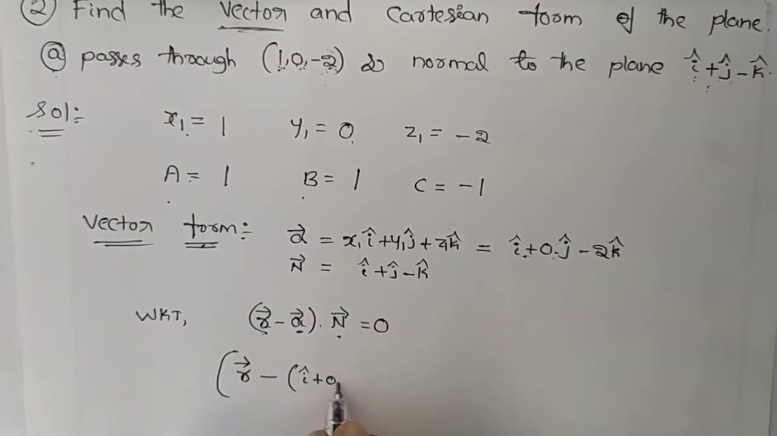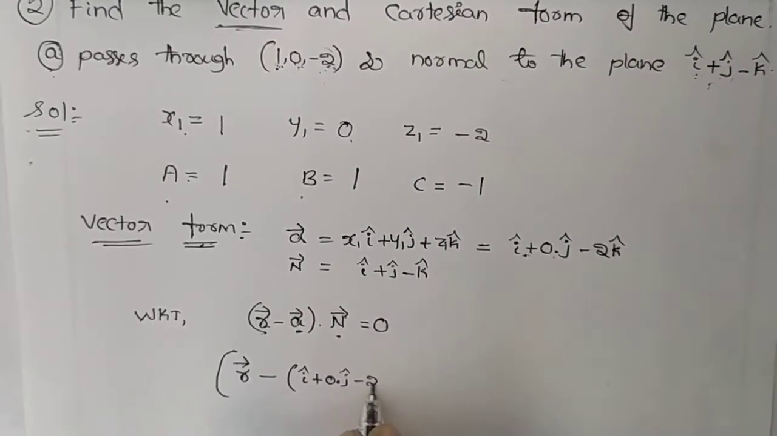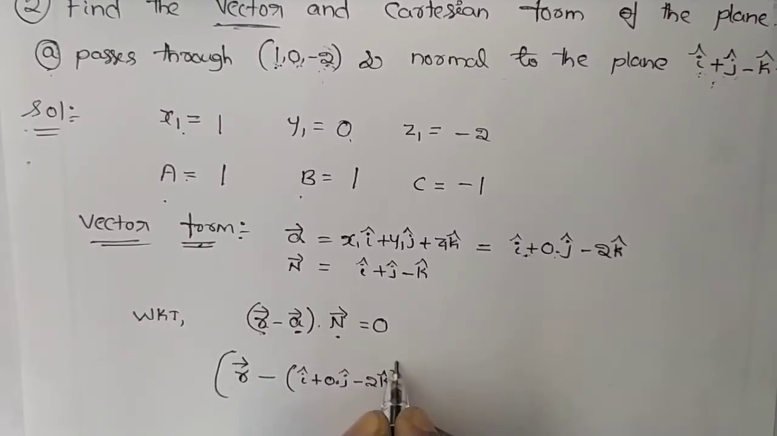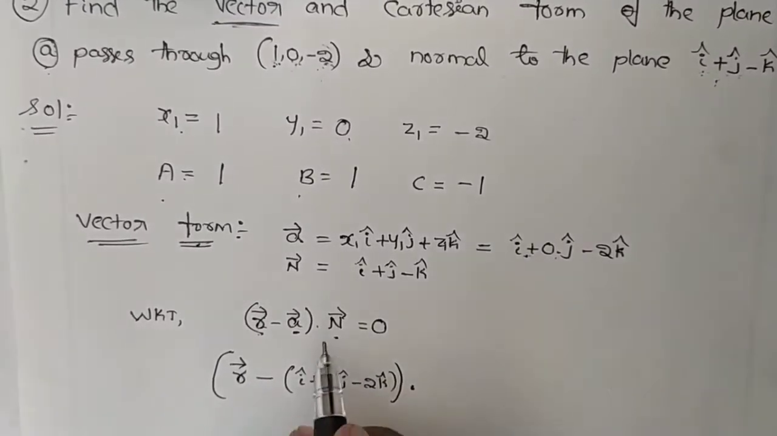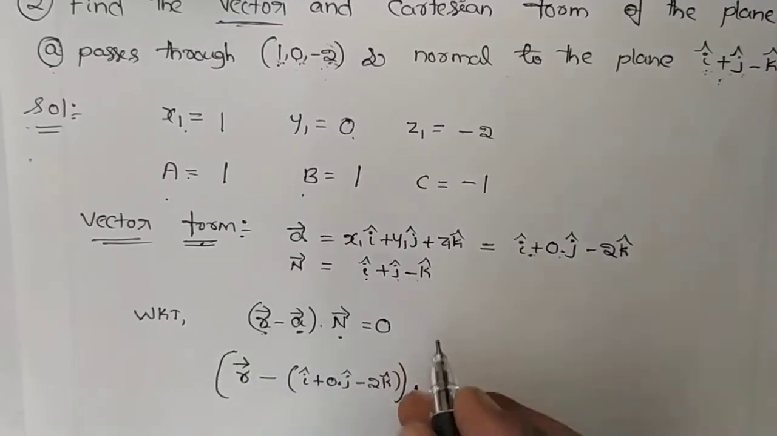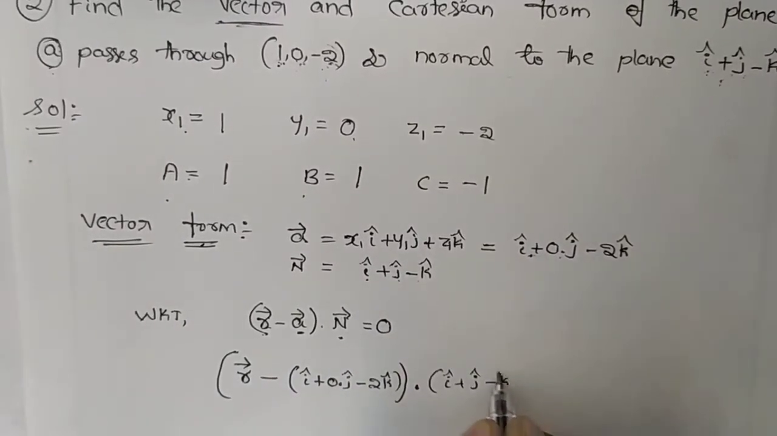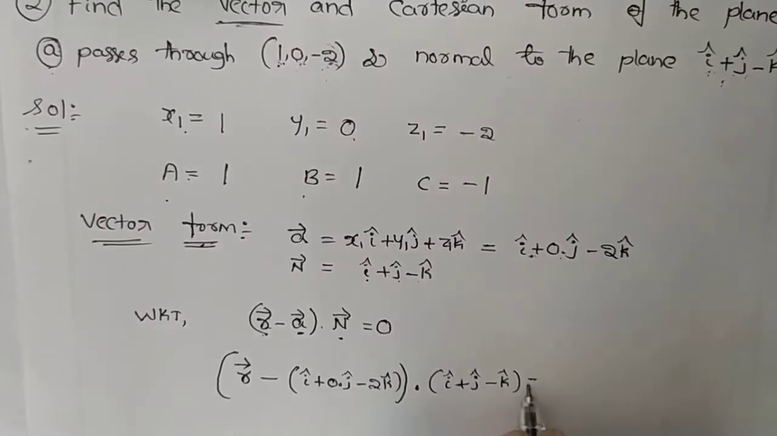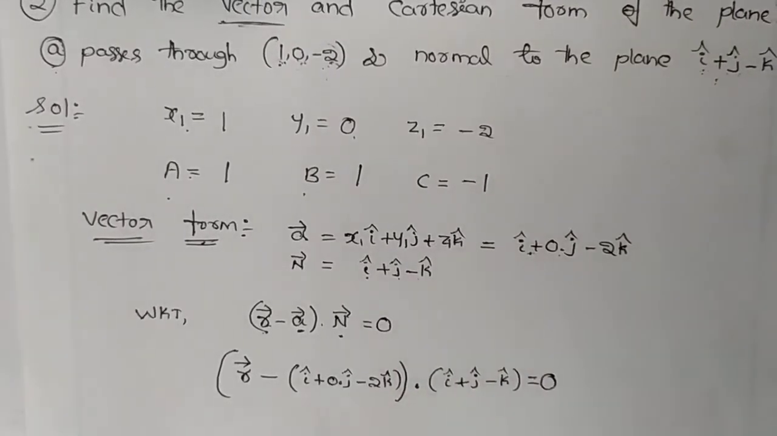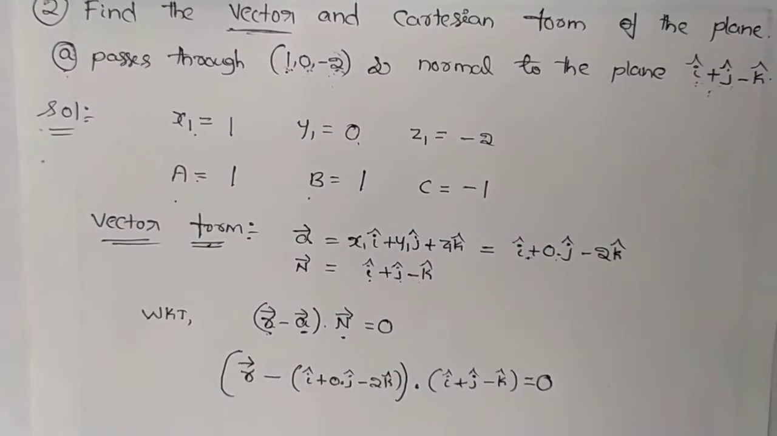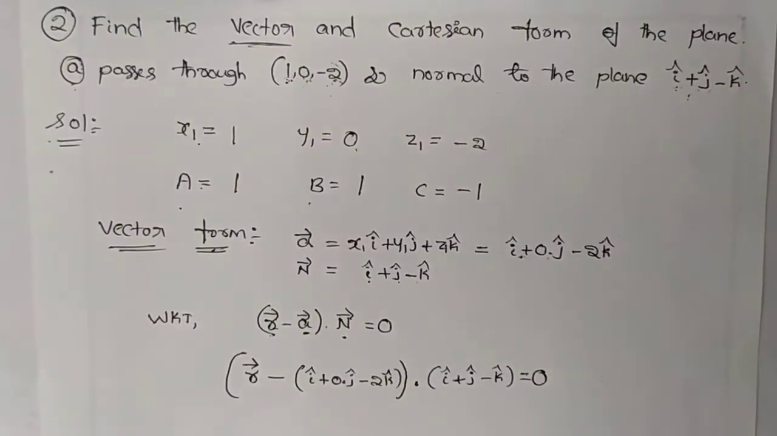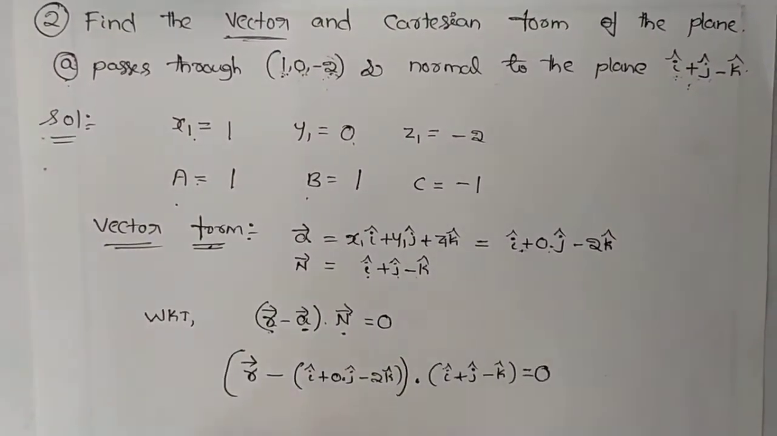I plus 0j minus 2k dot n vector. N vector is what? I plus j minus k. I cap plus j minus k cap equals to 0. Hence it is the vector equation of the plane.